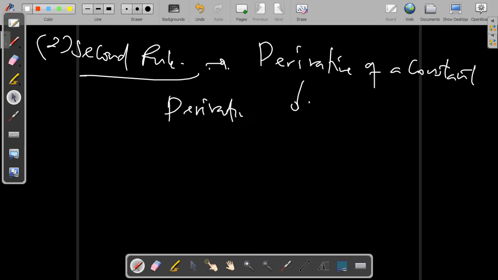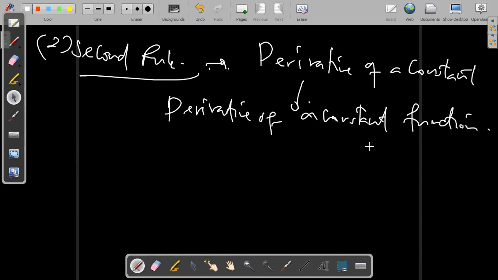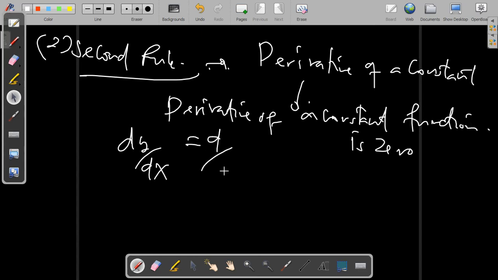So the derivative of a constant function is equal to 0. Suppose we are provided dy over dx, which is equal to d over dx of c, is equal to 0. So the derivative of a constant function c is equal to 0.